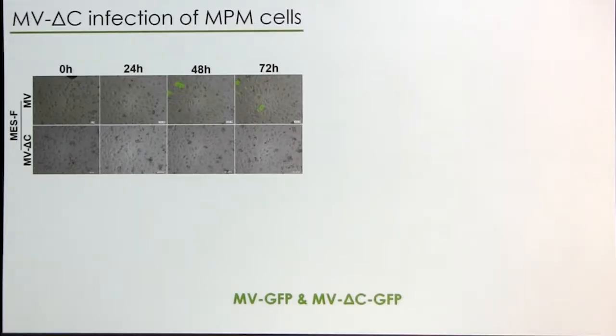So we checked this in vitro. We had measles virus and measles virus delta C, so without the C protein, both encoding GFP. These are normal mesothelial cells. So we showed that as for the parental MV, the delta C was not able to efficiently infect healthy cells. So that was good. It retained the specificity for tumor cells, and actually looked maybe better, but we cannot confirm.